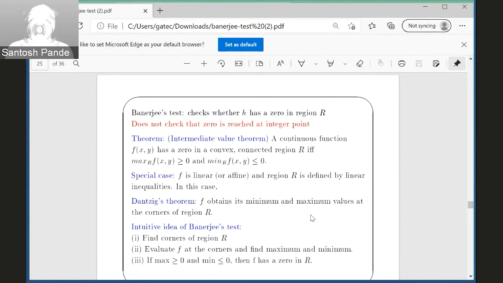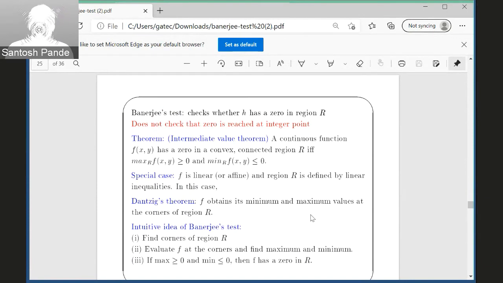So this result applies to any continuous function, but of course we are interested here in linear functions, which are a special case of any continuous function. This also applies to linear functions, and we apply it in this way: we find out the maximum and minimum values of this particular function, and if they lie on either side of 0, then there must also be a solution at 0 as far as this function is concerned, because it's a linear as well as continuous function.